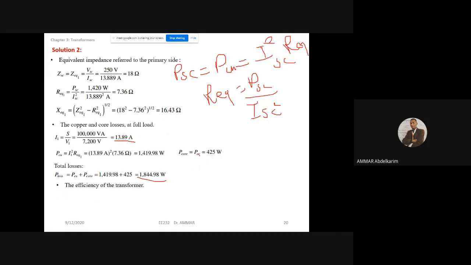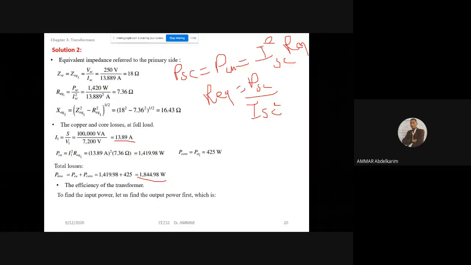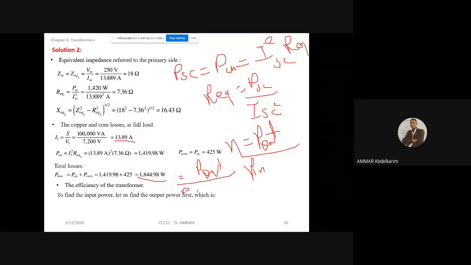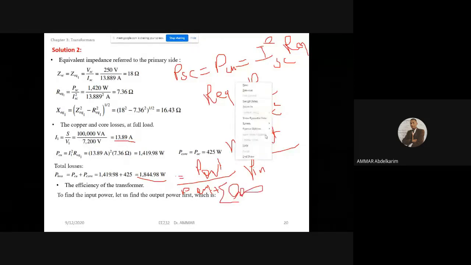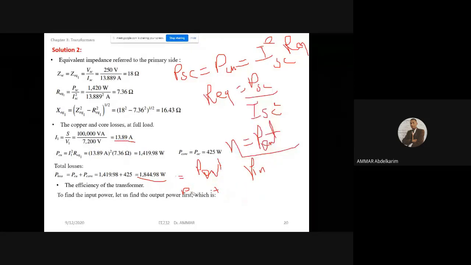watt. Now the efficiency. The efficiency of the transformer, we said that equals to what? To find the input power, let us find the output power first. We said that the efficiency equals P out over P in, and equals P out over P out plus the sum of losses. Okay, let's draw it in the table.